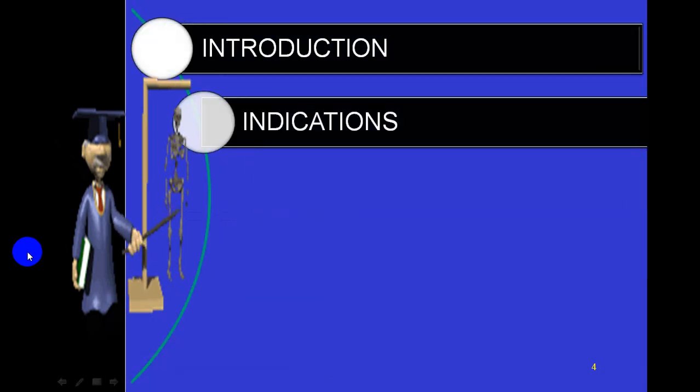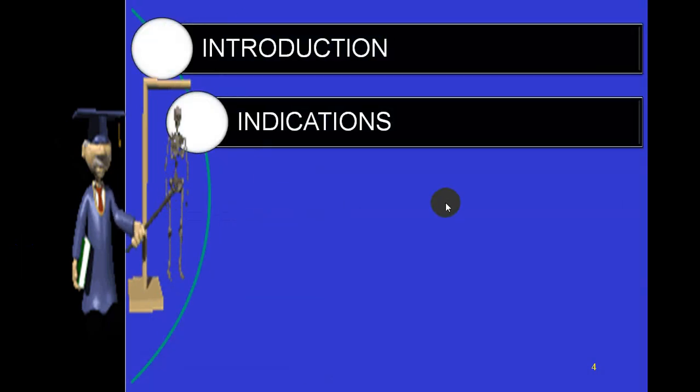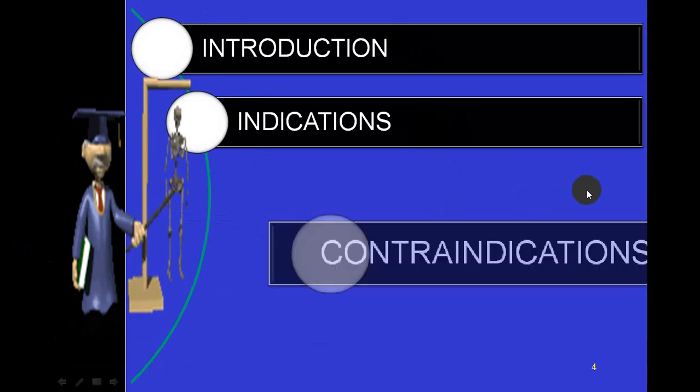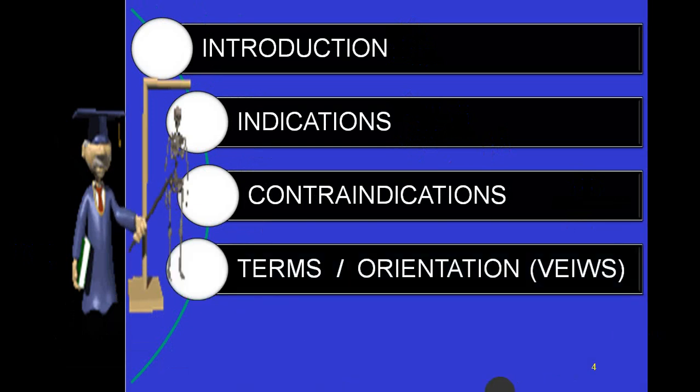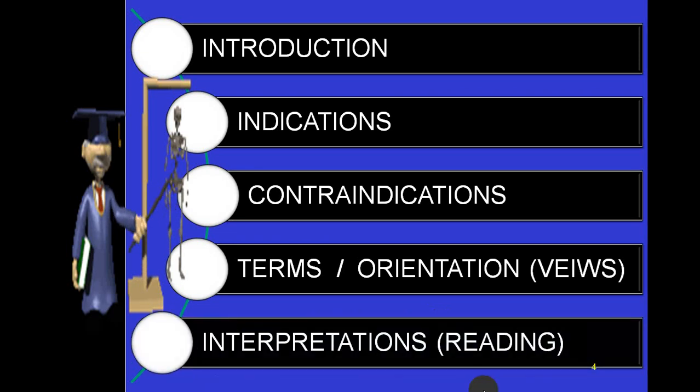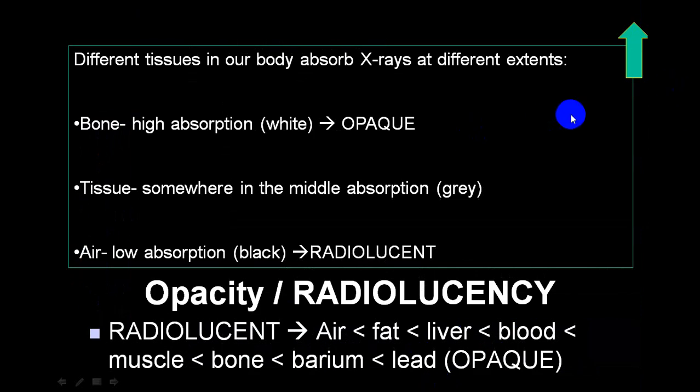So in this particular introduction we'll be discussing in which condition you ask for X-ray chest, that is the indication, in which condition you should not go for X-ray chest, that is contraindication, what are the different types of views you ask for, that is orientation, what are the different terms we utilize, and interpretation, that is how you start reading, etc. We'll be discussing those.